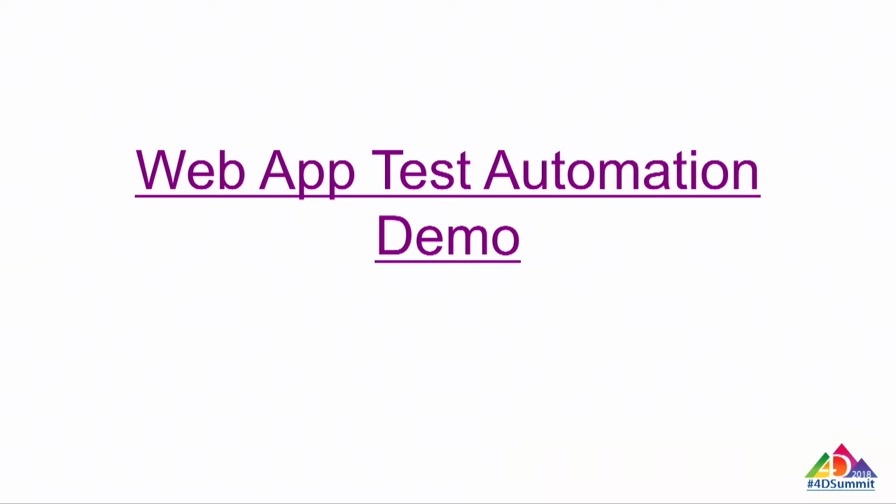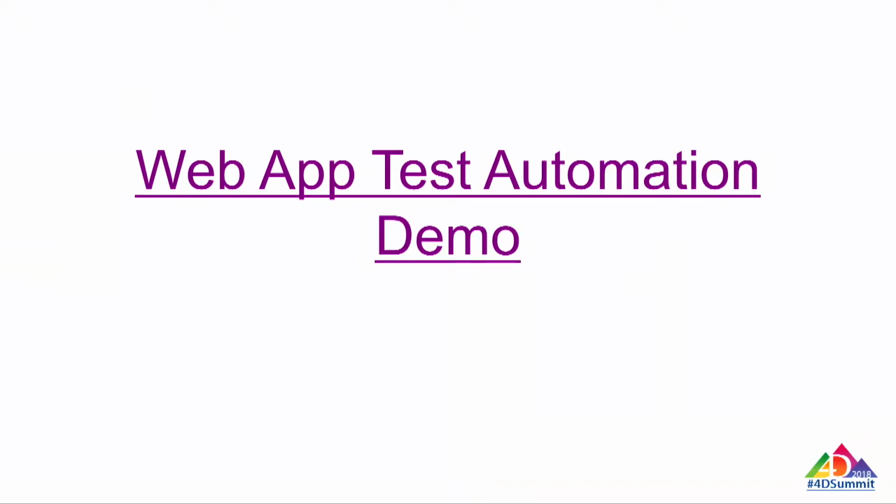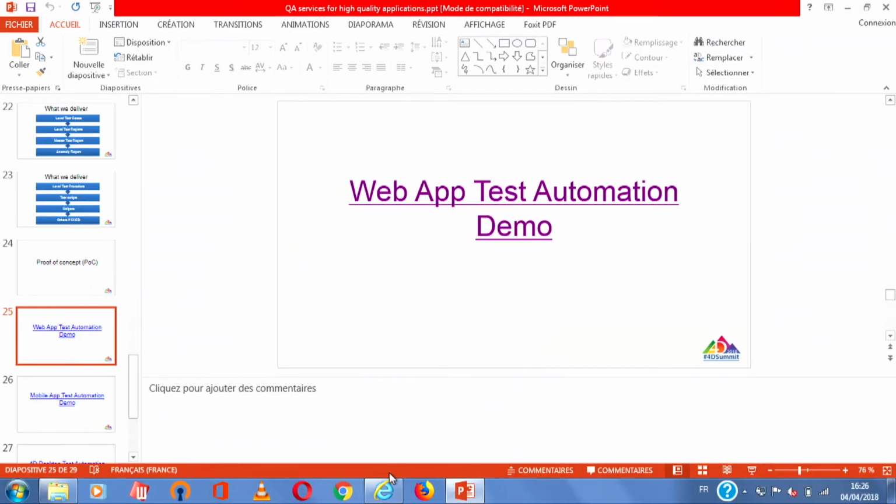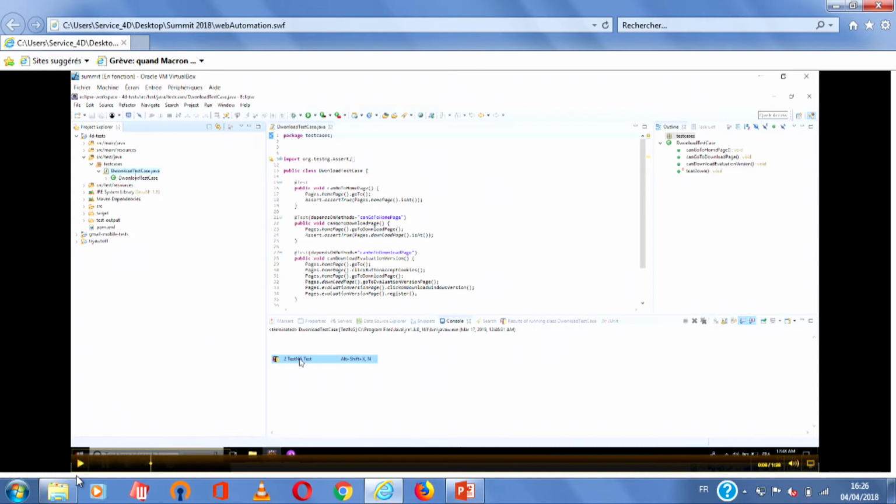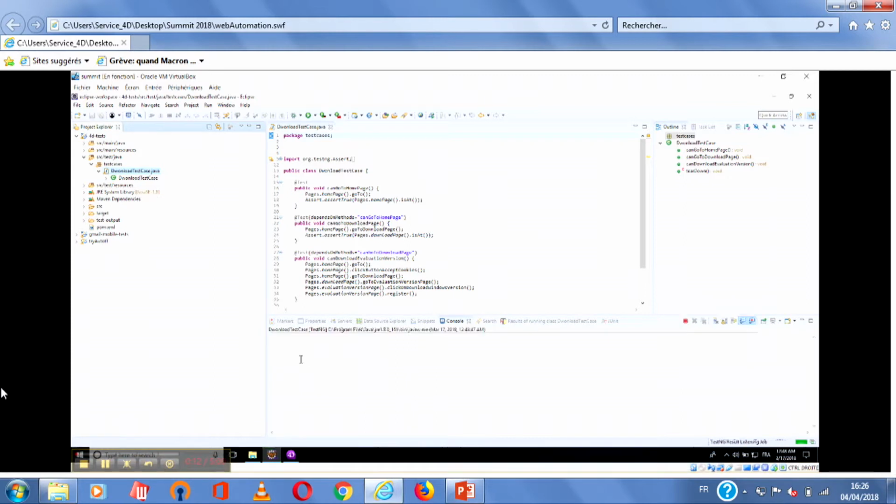So here is the code of, I don't know if you don't see it. Sorry. Okay. Okay. So maybe I will show this like this. Okay. So you can see here the code of our automated tests.